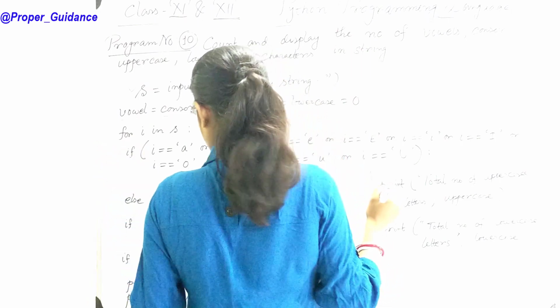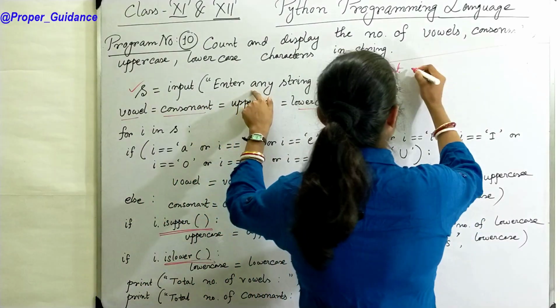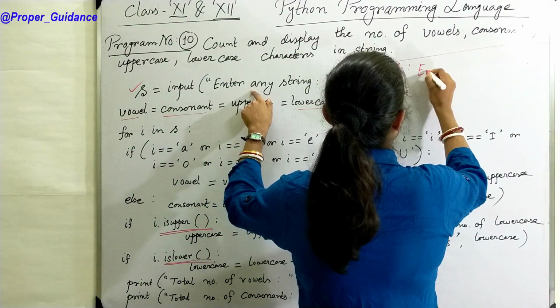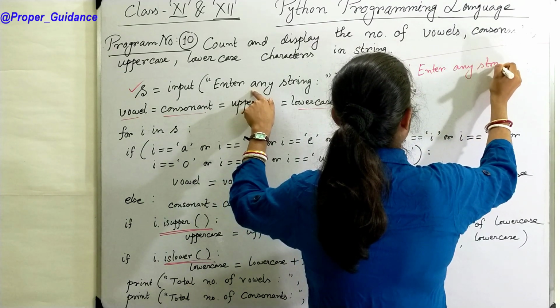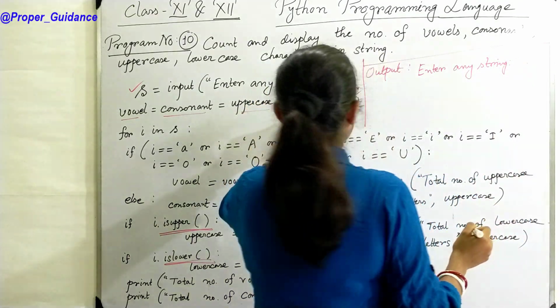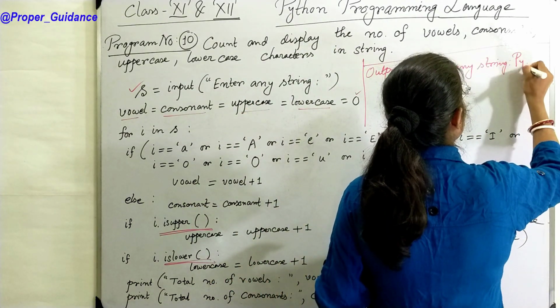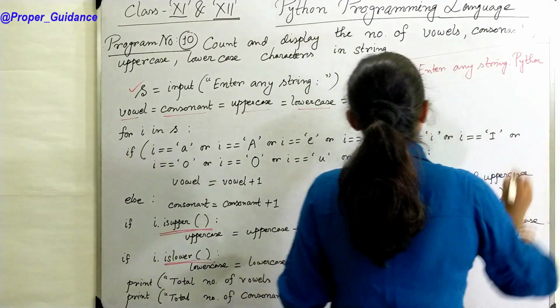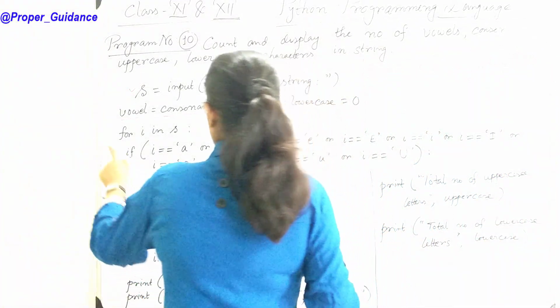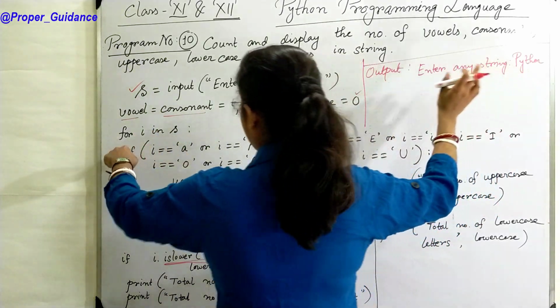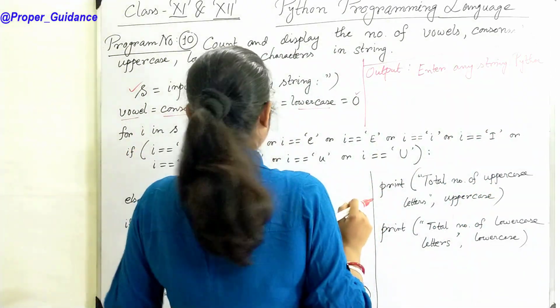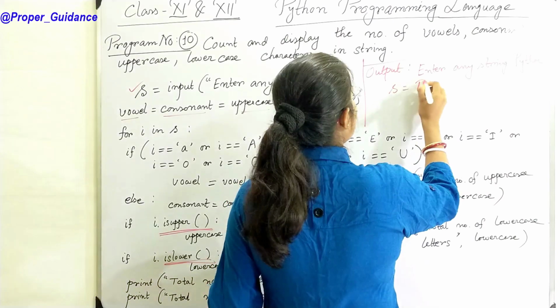In the output section, the first one is "Enter any string." We have entered Python. Okay. Now, for i in s, there is a for loop working here. i in s, where s equals Python.